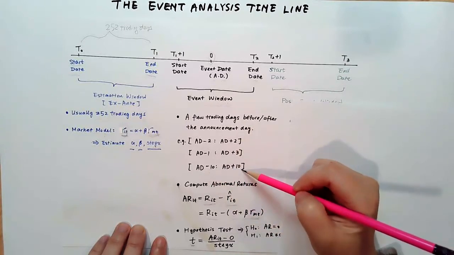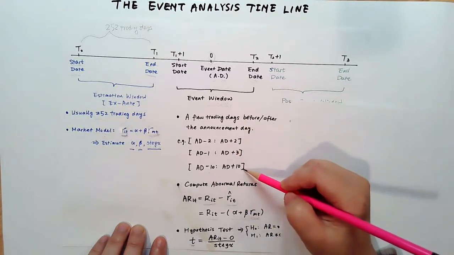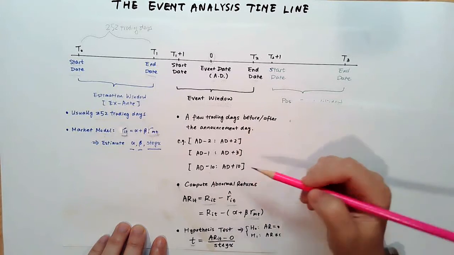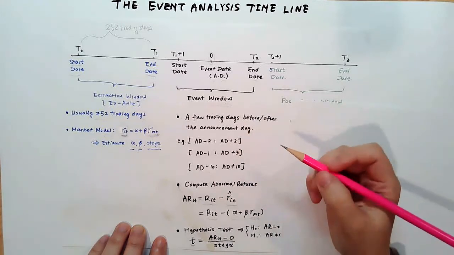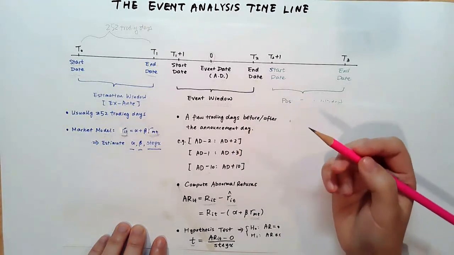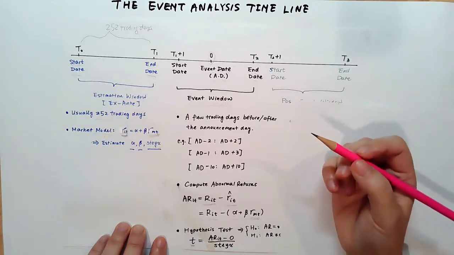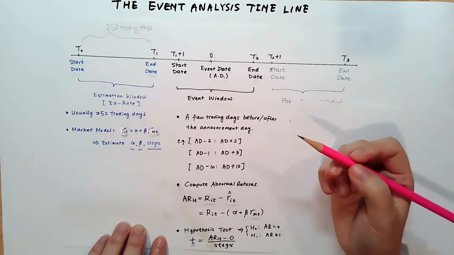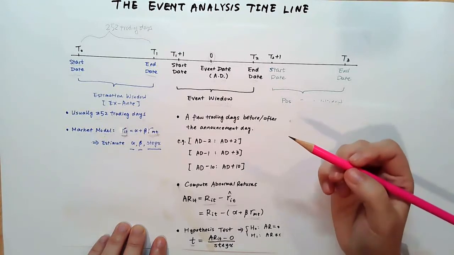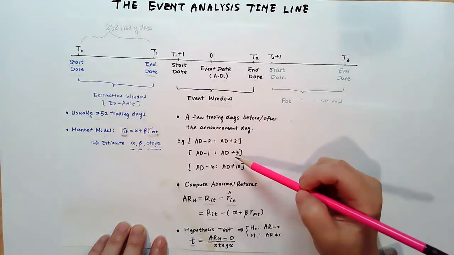The actual length of your event window depends on how early you assume that the information starts to leak out prior to the actual official announcement. For example, if it's a sudden airstrike, like when Aramco, the Saudi Arabian oil company, got attacked and the oil price dropped. Since the attack cannot be predicted and no one can trade on this information prior to the strike, the event analysis for that type of event should be very short. It should be like 1 day prior to the announcement and 1 day after.